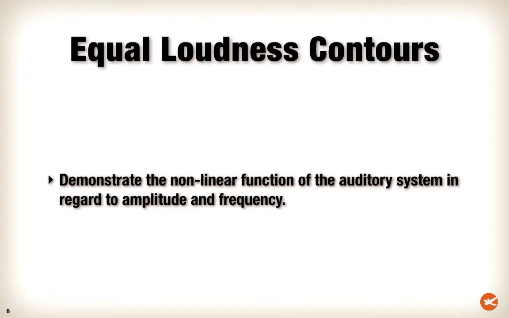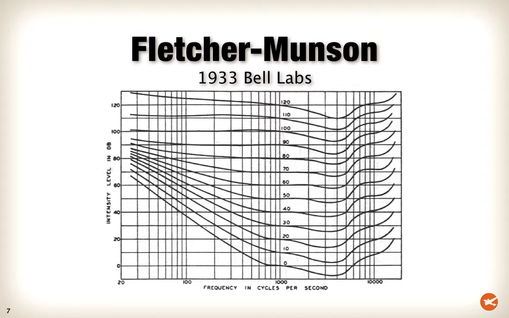The equal loudness contours demonstrate the nonlinear function of the auditory system in regard to amplitude and frequency. To plot this out, Fletcher and Munson designed the Fletcher-Munson curves in Bell Labs in 1933, and they demonstrate the nonlinearity of our ears, or that we do not hear all frequencies equally.